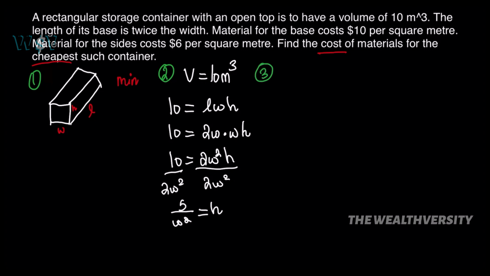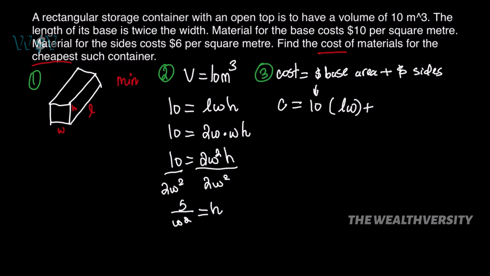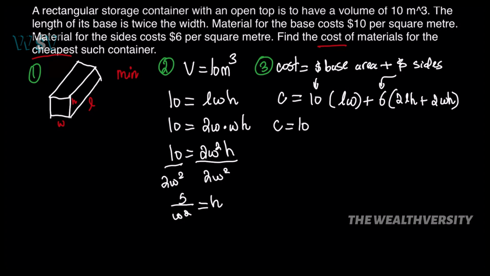Now we have to do the cost function. This one is a little trickier as you first have to find out how much area you have for each side before multiplying it by the cost given in the question. The cost function will equal the cost of the base area plus the cost of the sides. So we only have one base and its cost is $10. We multiply it by the dimensions of the base, which is length times width. Next we add the sides. The sides cost $6, and we have two sides that are length times height and two sides that are width times height as you can see in the picture.